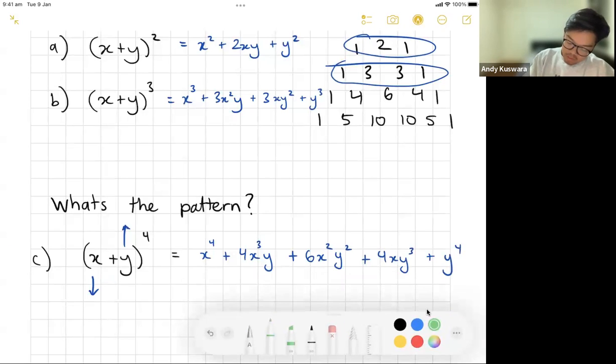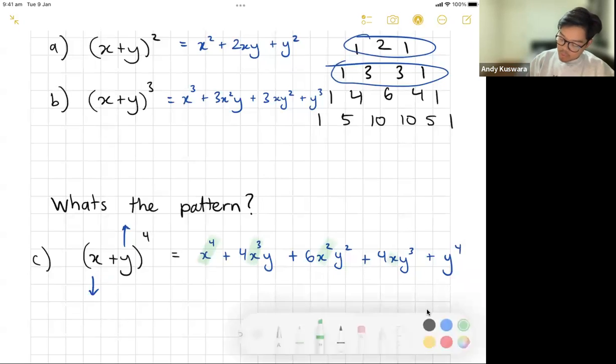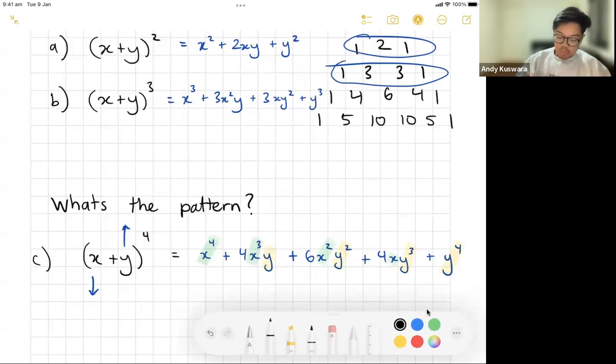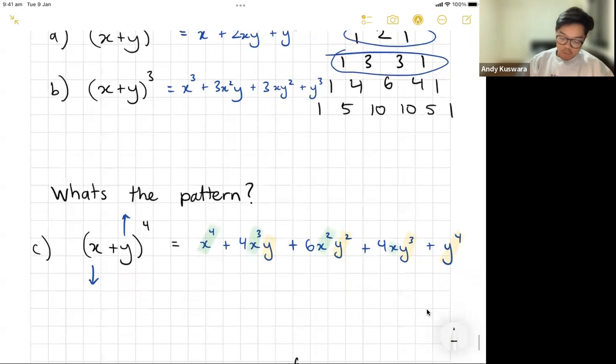Now, hopefully you can see this. I'll do this here so you can see. Maybe I'll highlight it. Okay, as x progressively goes down, what do you notice? It goes down by 1 power every single time. Whereas the y's go up. Okay, and that's how that works. So if you need to, pause it and take a look there. Make sure you understand and you see where the pattern's coming from. Because that pattern's going to be super helpful when we start applying it to a question.